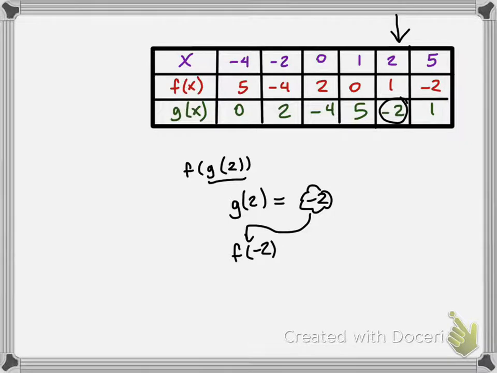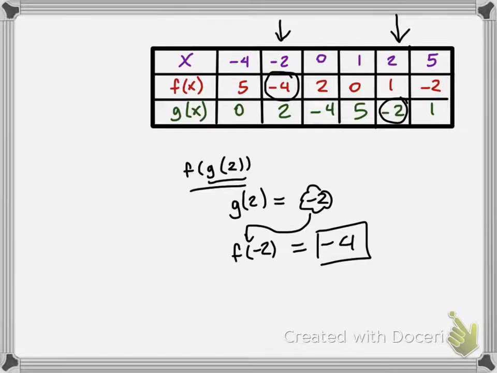Then we start all over. We go back up to our purple, we find our negative 2, that's here. And then we go down, this time to our f value, we're not going to g, so we're going to f of negative 2. If we go down to the red, this is what we get. So f of negative 2 is negative 4. And that's your final answer. You don't have to add or subtract or multiply or do anything to that, we're just picking it off the table. So let's do another one.